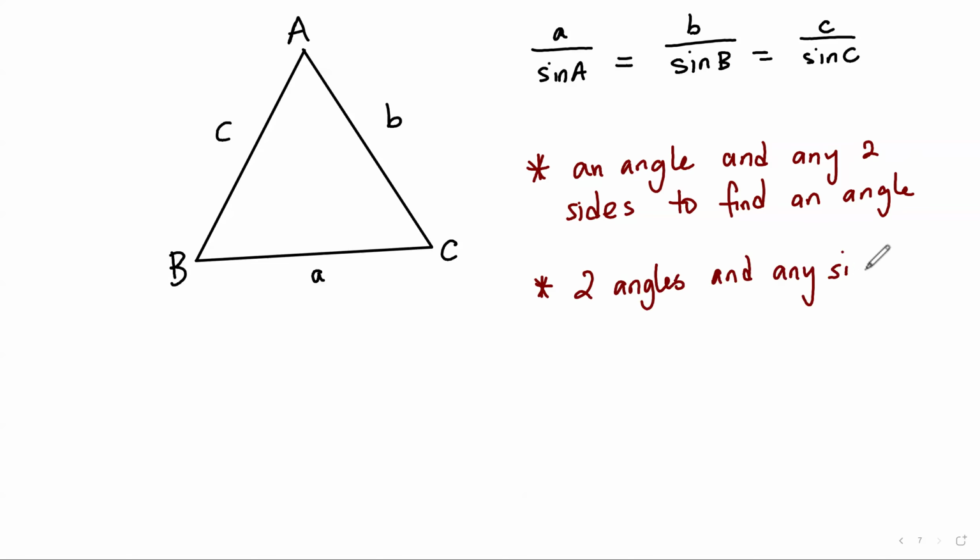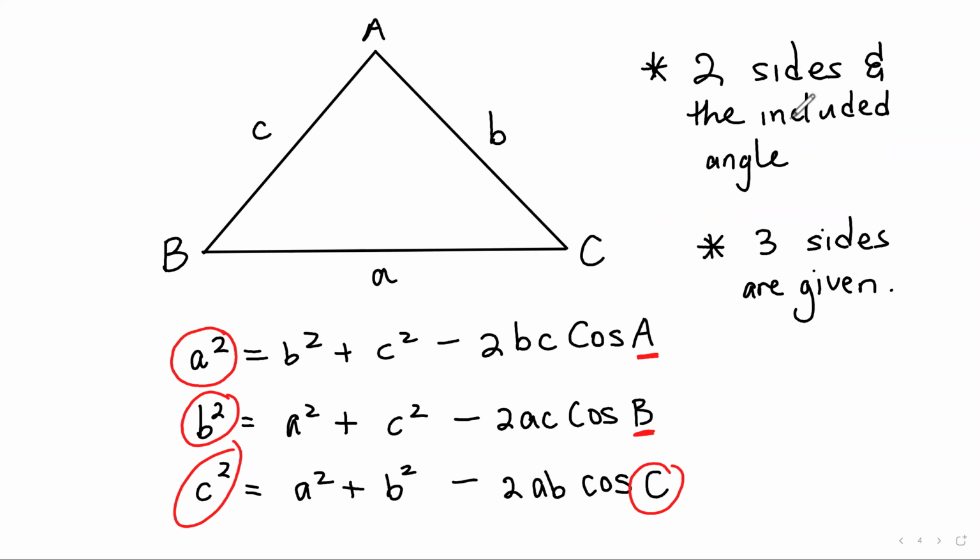Right? So with the cosine rule, let's go back. With the cosine rule, you use the cosine rule to find an unknown side when given two sides and the included angle, right? Two sides and it has to be the included angle, right?